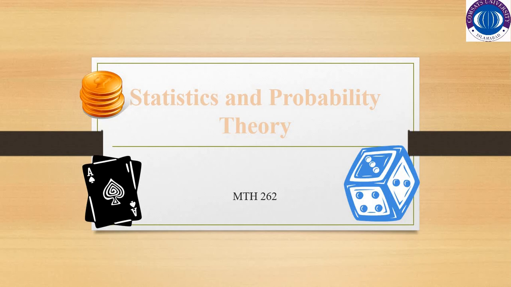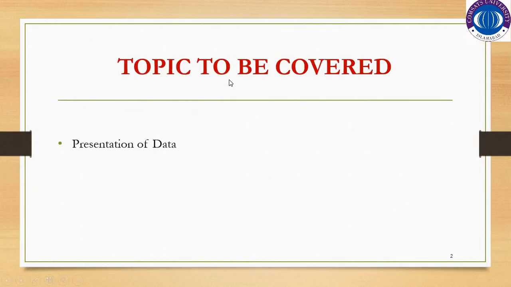Bismillahirrahmanirrahim. Welcome to the third part. Our course title is Statistics and Probability Theory with course code MTH262. We will continue with the topic presentation of data.